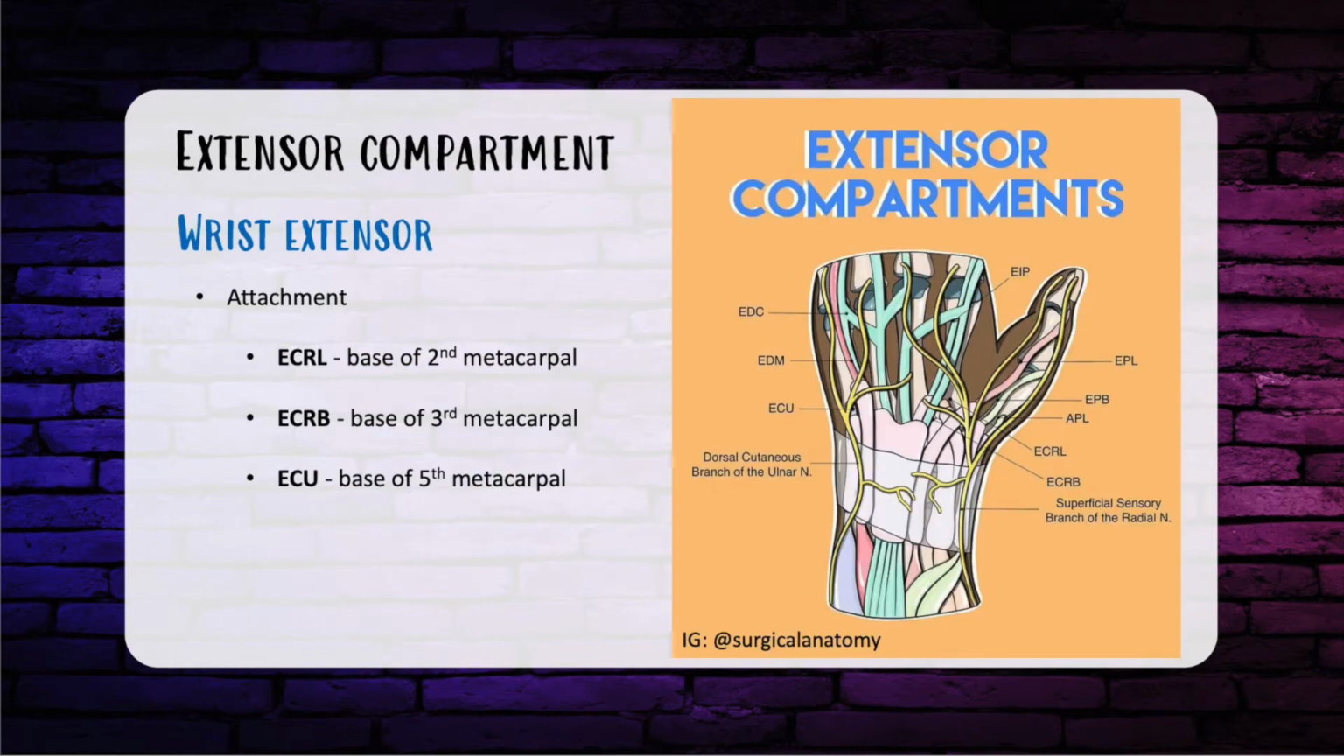Now, Brian, what are the wrist extensors and flexor muscles? So the wrist extensors include the extensor carpi radialis longus, which inserts at the base of the second metacarpal. The extensor carpi radialis brevis inserts on the base of the third metacarpal. And the extensor carpi ulnaris inserts at the base of the fifth metacarpal.